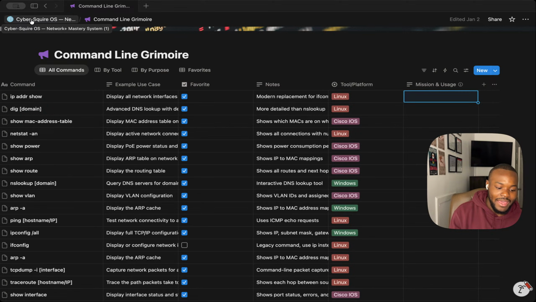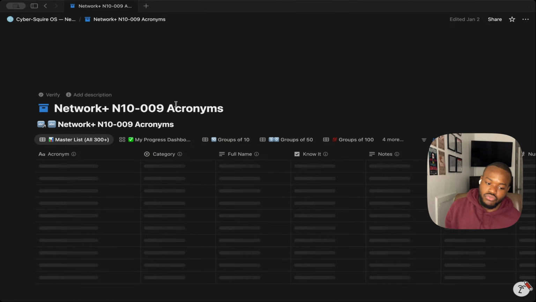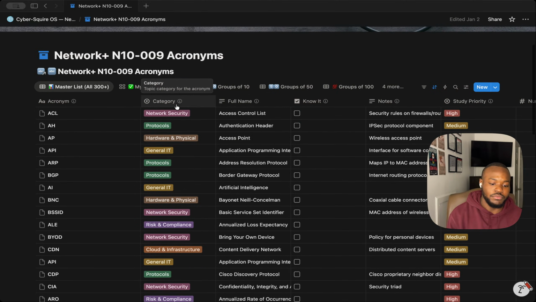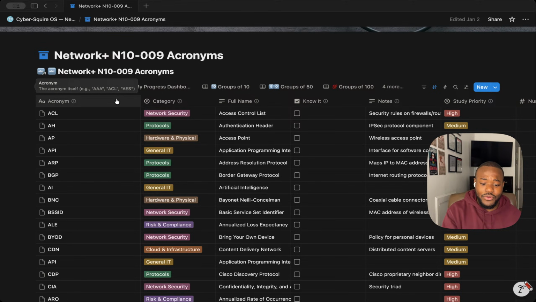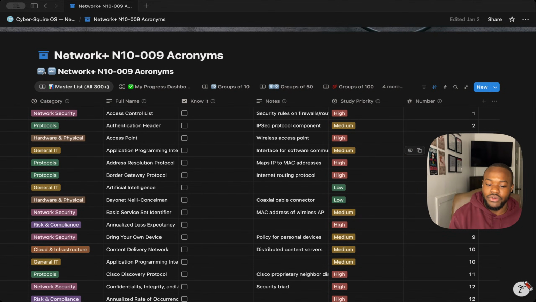Now we move back to home. Network plus acronyms. Cool. I took time to do this. Yes, I did. We have the acronyms, we have the category, we have the full name, and then we have, do you know it or not? You can mark it right there. And we have the notes, so you can, if you want to, have some explanation to it. Now, we do have the study priority, and these are based on the domains that they're logged into, and then the number is just the order that they're in.